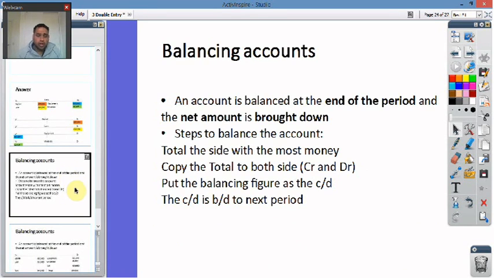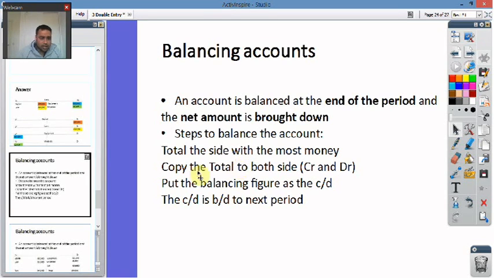Balancing an account. The account is balanced at the end of the period, and the net amount is brought down. After each period, the account is netted off, and then the balance is brought forward to the next side. This is the way that you balance an account. The total side is the one with the most money. You total both sides, total the side with the most money first, and then copy the total figure to both sides, the credit and the debit side. Then you put the balancing figure as the carried down figure, and the next side will be brought down with the same figure.